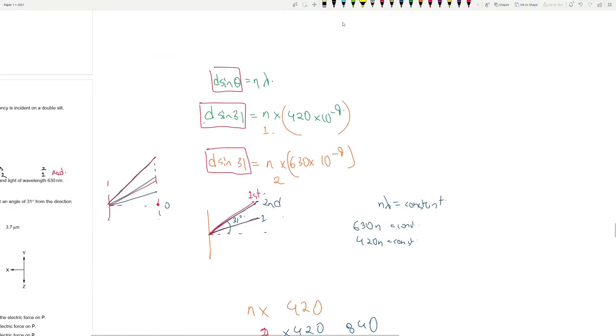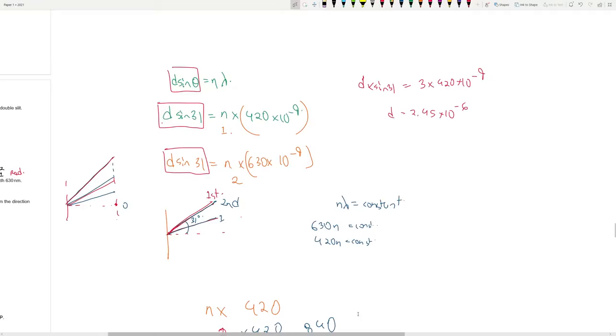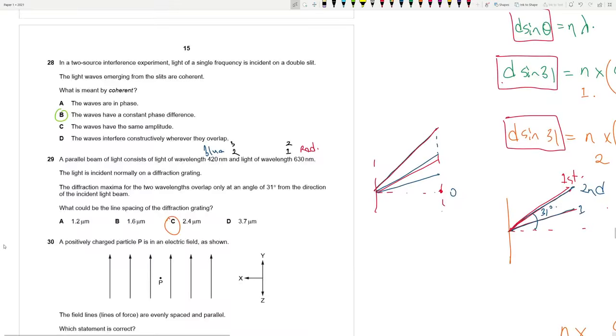Okay, so now we just have to input it with any one of these. Let's input it in the one for blue light. So it's actually d into sin 31 is equal to 3 into 420 into 10 to the power minus 9. Now I have to take the minus 9 into consideration because I'm actually doing math. 3 into 420 into 10 to the power minus 9 divided by sin 31. That gives me a value of d equal to 2.45 into 10 to the power minus 6. What's the unit actually? Meters. Yeah, micrometers, so 10 to the power 6 gives us a value of 2.45 micrometers. Let's look for that 2.45. Okay. Yeah, our closest answer is actually C, 29C.